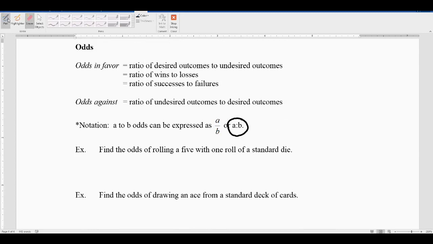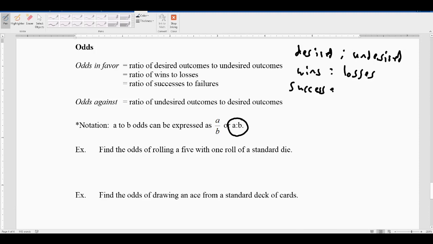It's the desired to the undesired. Or wins to losses. Or successes to failures. So I'm just using a colon to represent that. To represent odds. Now odds again just reverses those. It'll be failures to successes, losses to wins, or undesired to desired.